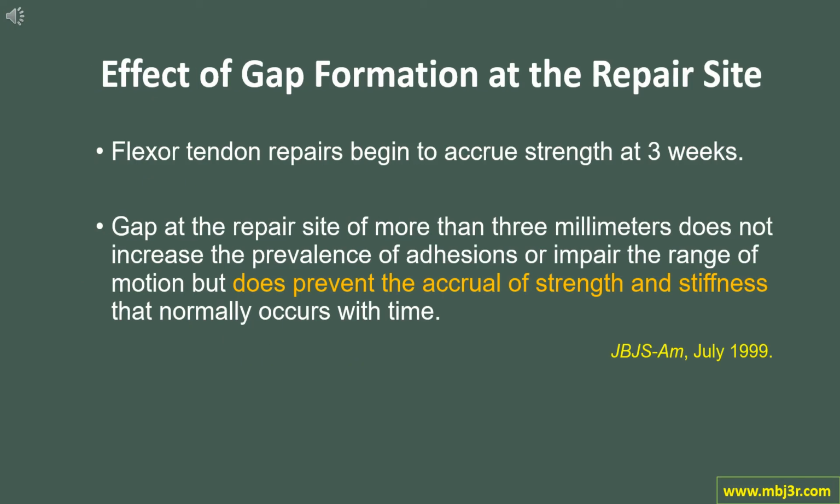The effect of gap formation at the repair site on strength and excursion. Flexor tendon repairs begin to accrue strength at 3 weeks. A gap at the repair site of more than 3 mm does not increase the prevalence of adhesions or impair the range of motion, but does prevent the accrual of strength and stiffness that normally occurs with time. They will have less strength and less stiffness if there is a gap.